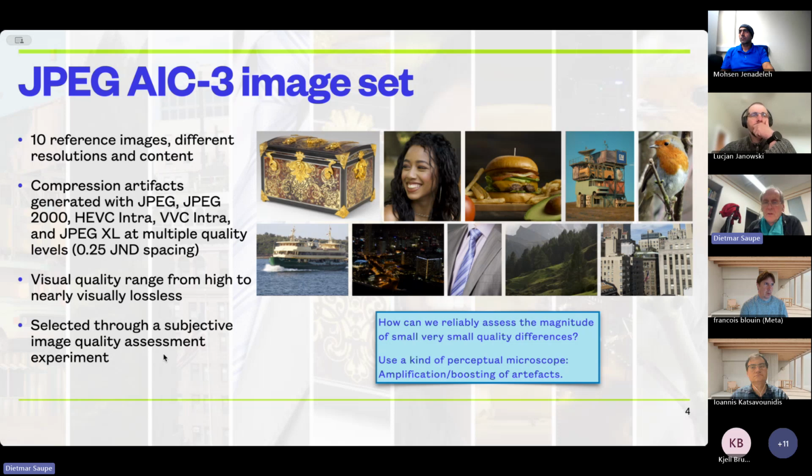So the question now is, how can we reliably assess the magnitude of these very small quality differences in a subjective experiment? The idea here is to use a kind of perceptual microscope. A microscope is there to zoom into the small world, and here we zoom into the small world of small distortions. So we have to amplify, or boost, these distortions. That's what we do.